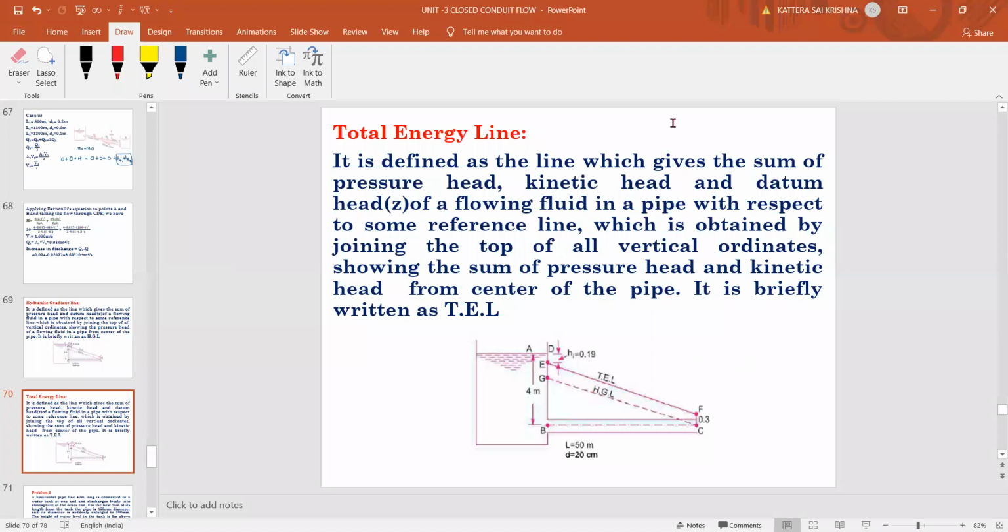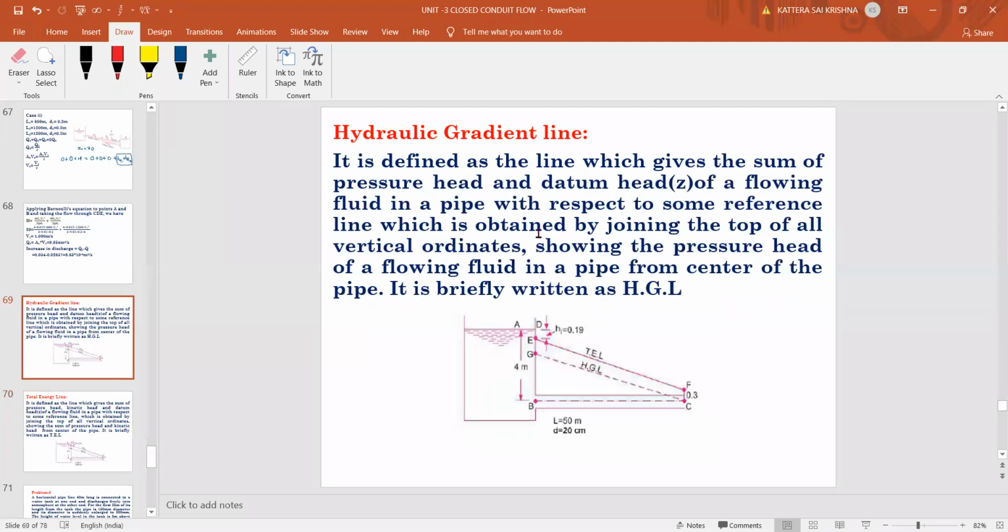So you can copy their definitions. We have only 1 minute for the session to expire. Then you can immediately join again after 1 minute. So you can copy these definitions for HGL and TEL, hydraulic gradient line and total energy line.